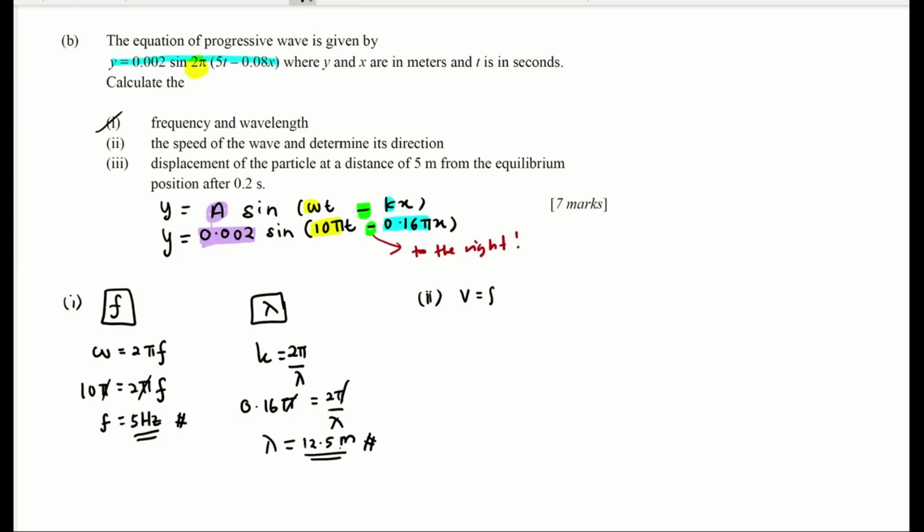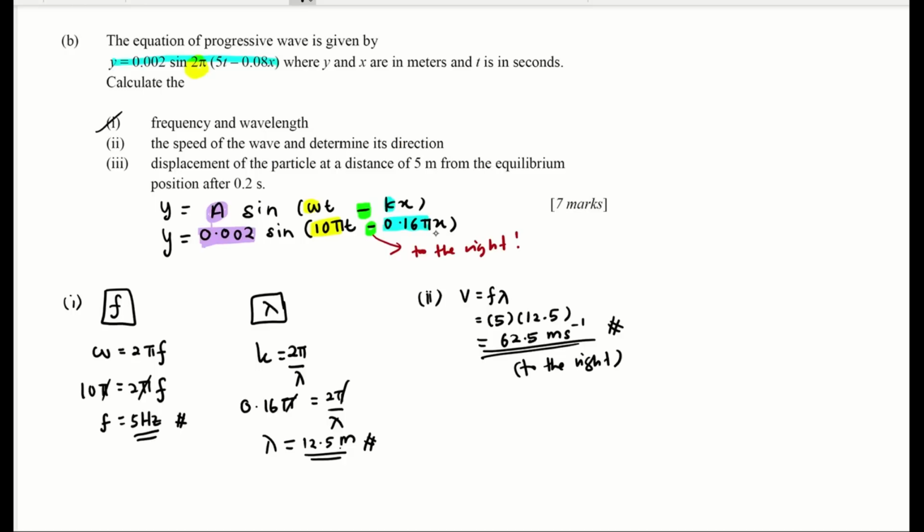And then for the second part, the speed of the wave and determine its direction. So v is equal to f lambda. So remember, since the equation is negative, it means the progressive wave is moving to the right. So we can just straightly substitute 5 and lambda 12.5. So the answer is 62.5 meter per second. Okay. And the direction is to the right.